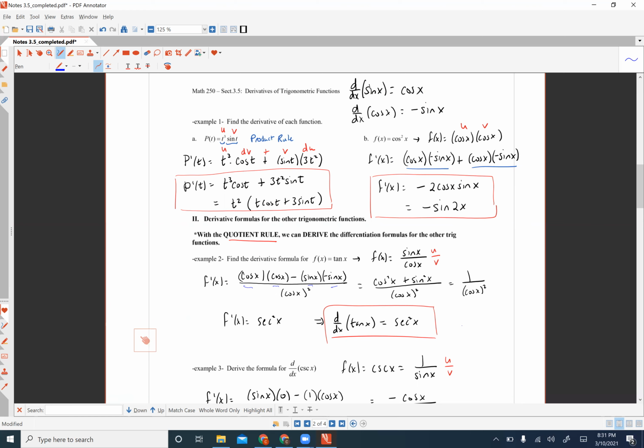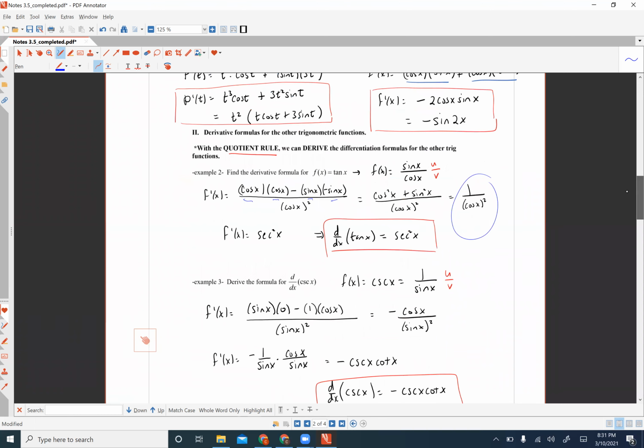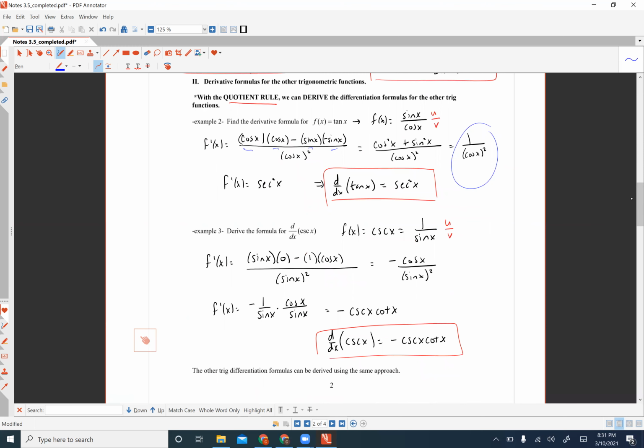So it turns out that the derivative of tangent is 1 over cosine squared, but remember 1 over cosine is secant. That's how we define secant. So the derivative of tangent is 1 over cosine squared, which we simplify by saying it's actually secant squared. Then you can get similar derivatives for the other functions, like the derivative of cosecant. For that you would actually use the product rule.